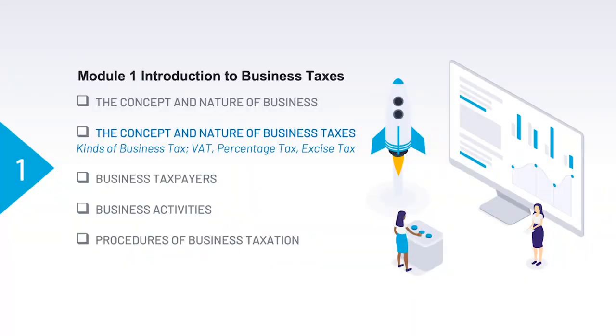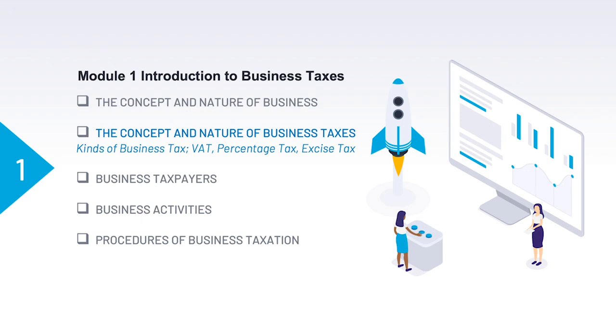So, hopefully you got an idea about habitual engagement, about commercial activity, and which of our activities can be considered as business and subject to business tax. So, for the second part of our discussion, the concept and nature of business taxes, we discussed what is business. And this time, let's talk about the business taxes. Let's go over the kinds of business tax. That's VAT, percentage tax, and excise tax.